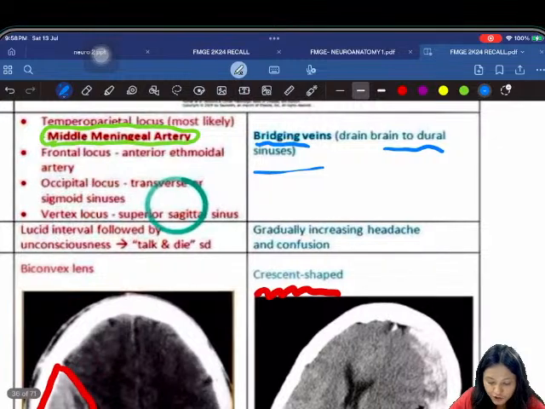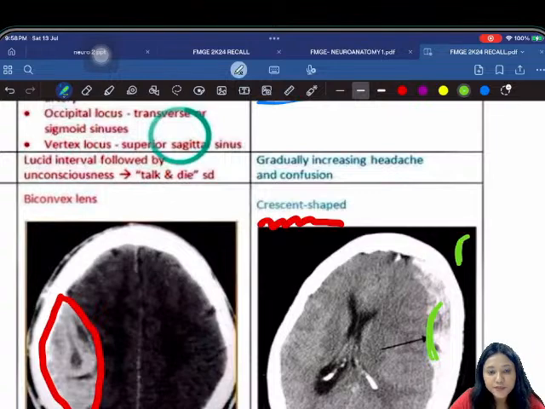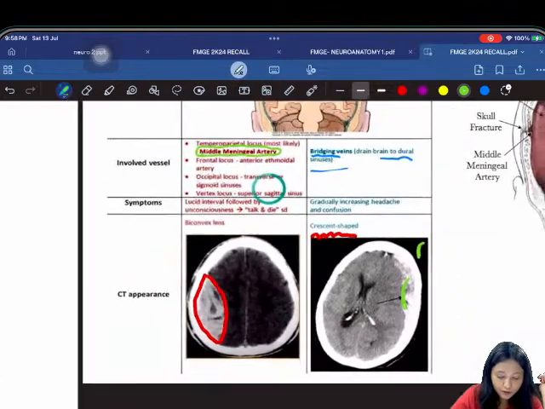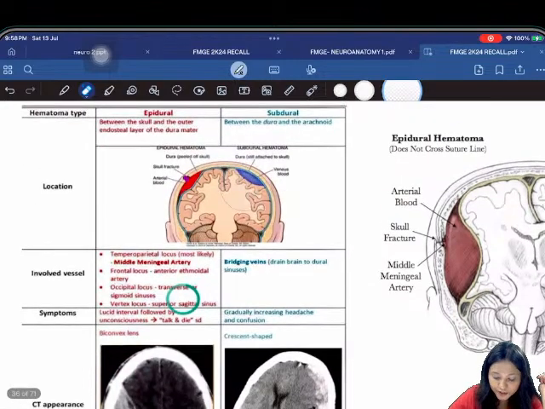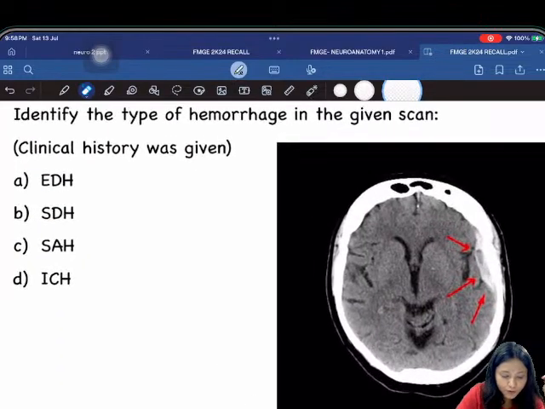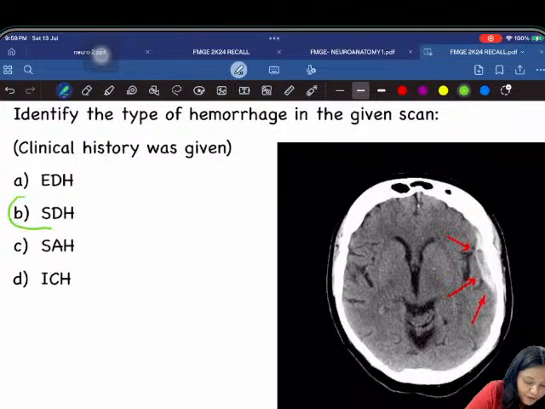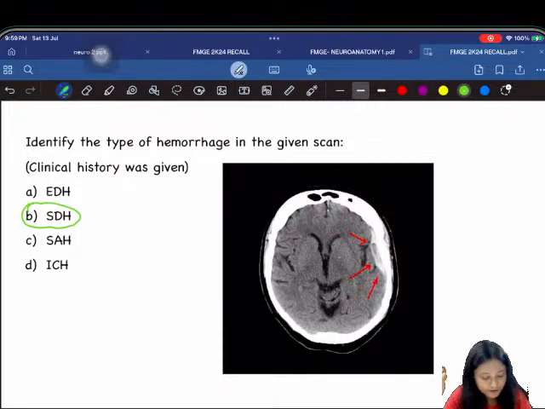And if you see a crescent shape, like a half moon, that is your subdural hemorrhage. If a big biconvex shape is seen, then that is your epidural hemorrhage. Okay, so I hope this part is very, very clear to you, because this question came recently. Okay, it came recently. So what is the answer? In this they have given epidural, subdural, subarachnoid and intracranial. The answer here is obviously subdural hemorrhage, mostly because of injury to the bridging veins, that is the dural venous sinus.